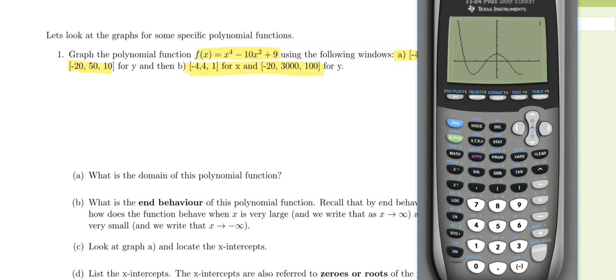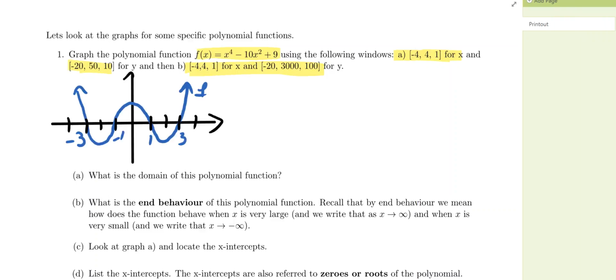And so this is how the function looks like. We see that the x-intercepts happen at negative 3, negative 1, and then 1 and 3. Okay, so I just did the graph. So what is the domain of this polynomial function? We see that x can be anything. I can plug in x as 1,000,000 or x is negative 1,000. So the domain is all real numbers, and we write that as negative infinity to infinity.